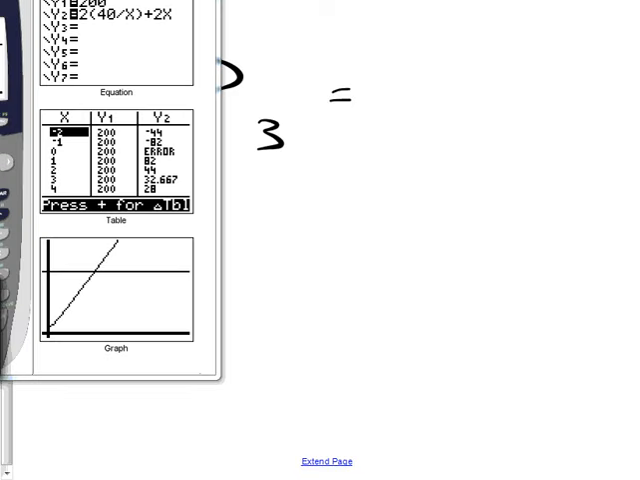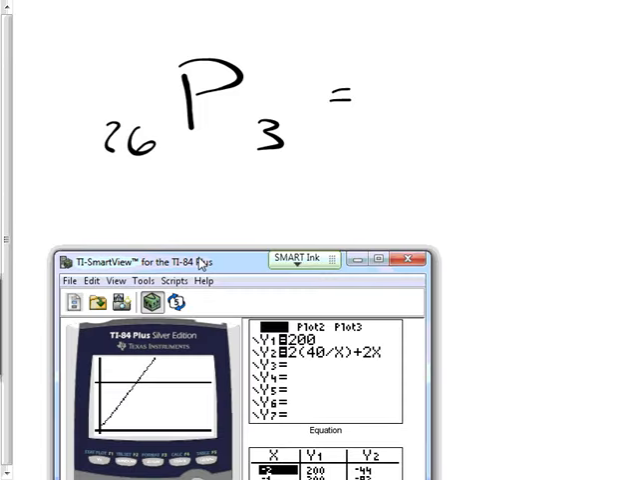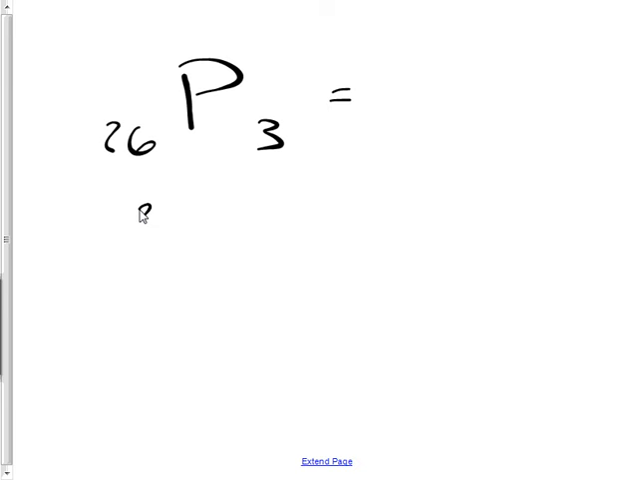All right, so what I want you to try is put in 26P3, and if you figure out where that is, it's under Math and PRB. Figure out that answer, and then figure out for me what 26C3 is. It's also under PRB, under Math. All right, I'll pause for a second while you work on that.